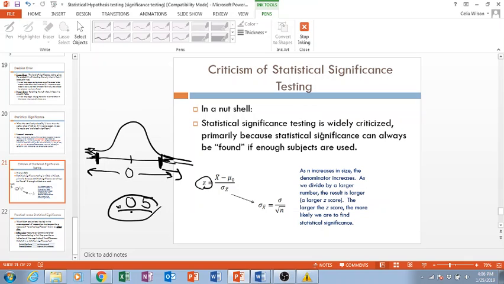So it is widely criticized as being able to be manipulated, right? I can manipulate whether or not I find statistical significance simply by adding participants. Not always simple to add participants, but I can manipulate whether or not I find statistical significance by adding participants, okay? So it's criticized. Why are you learning it then? Well, it's a first step.